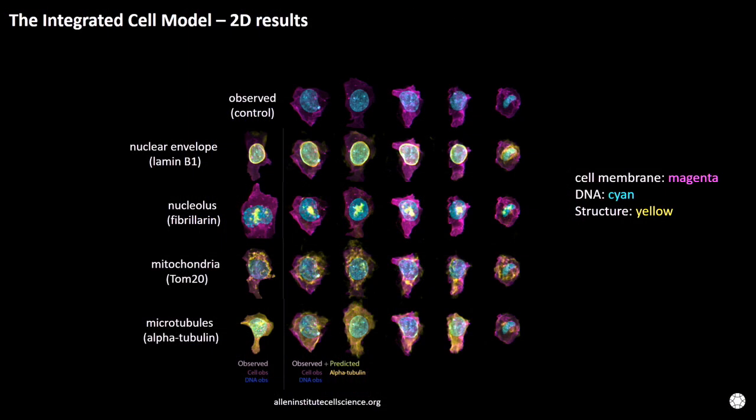Now, the output of this is this grid here, where this column here are observed cell and nuclear images and observed structural images. This top row are input cell and nuclear images, and everything else is a predicted structural image from that cell and nuclear image. And it's pretty hard to actually tell the predicted structures apart from the observed ones, and that's a reasonable measurement of how well the model's doing.